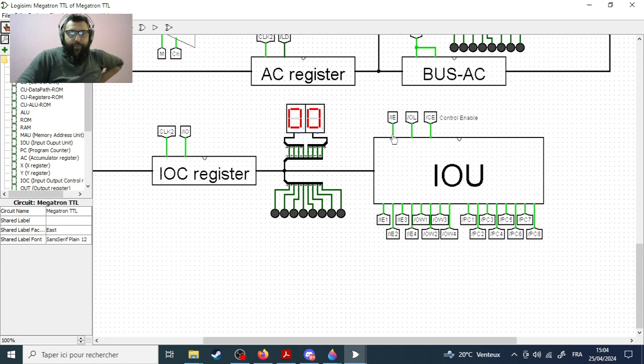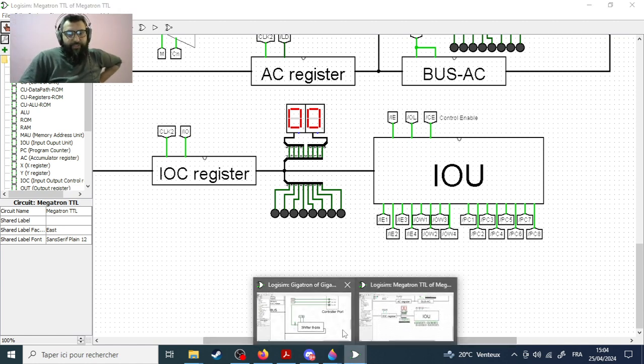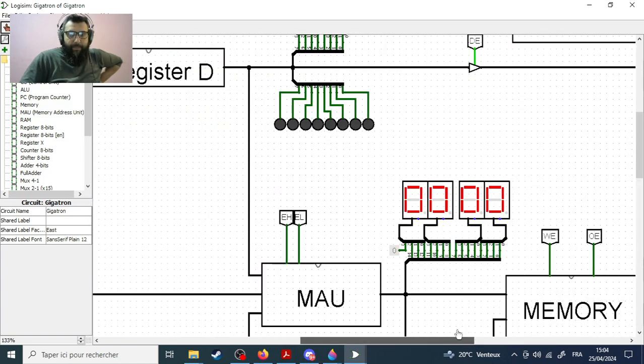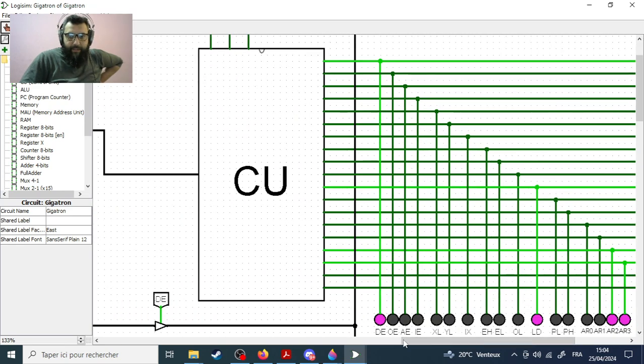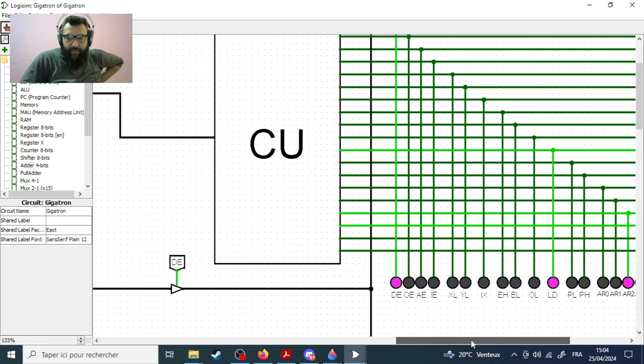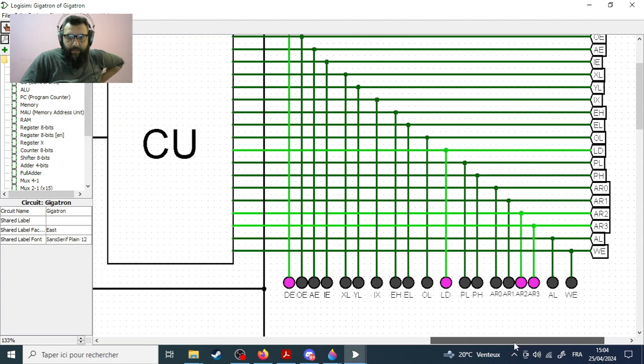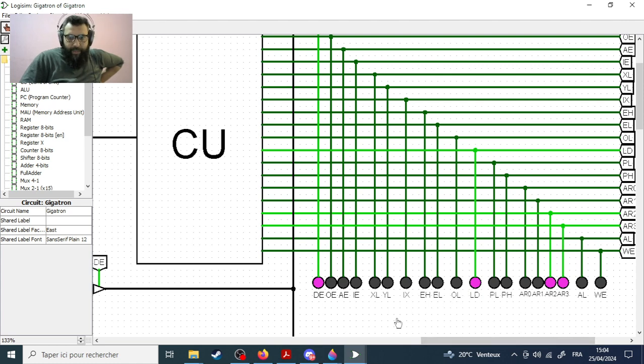We have the other ones. We have two parts: input enable and output load. Those two commands are taken from Gigatron. Gigatron also used those two signals. You have to remember them. They are called the same way. They are here: output load and input enable. This one is used on the VGA output register, and this one was used on the NES controller shifter.